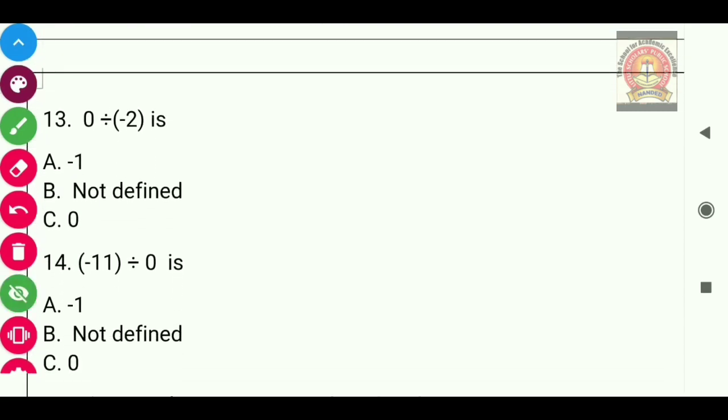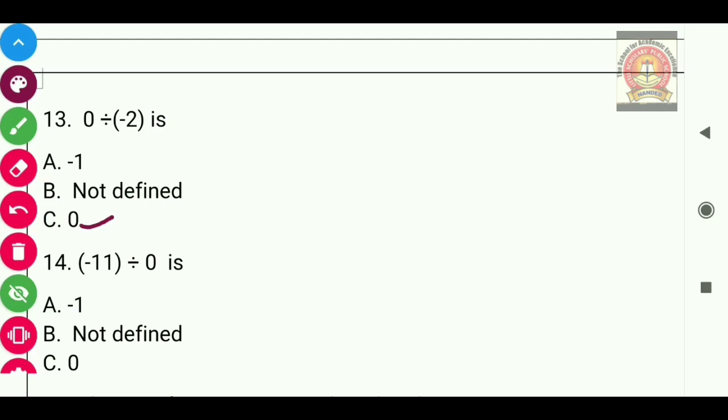Moving to the next question, question number 13. 0 divided by minus 2. Obviously we know that the answer is 0.